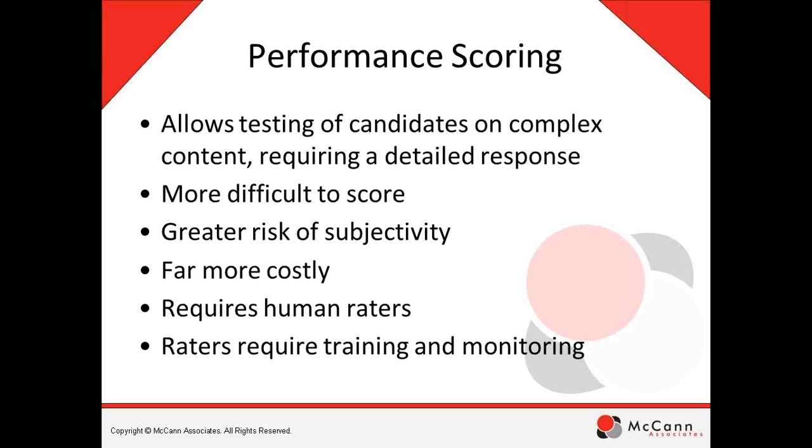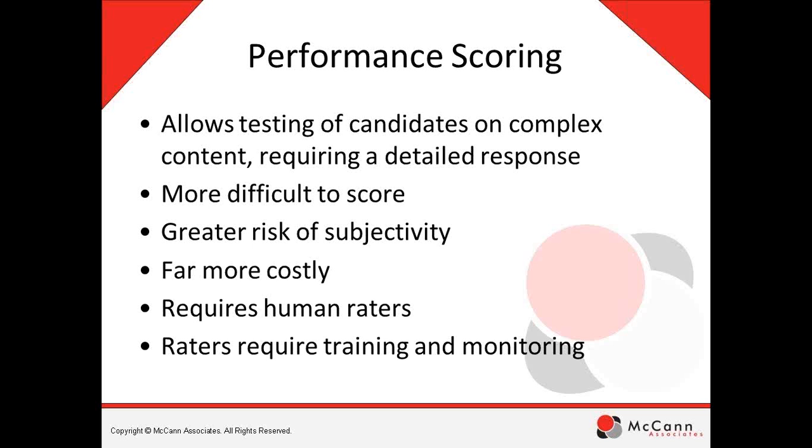The sort of scoring being conducted for the CHI exam is referred to as performance scoring, and this allows the testing of candidates on complex content requiring a detailed response. In the case of the CHI exam, the items require examinees to generate a response, which is then scored by raters. Now, there are known and well-defined issues with performance scoring. Such content can be very difficult to score. The process itself is inherently at a greater risk of subjectivity.